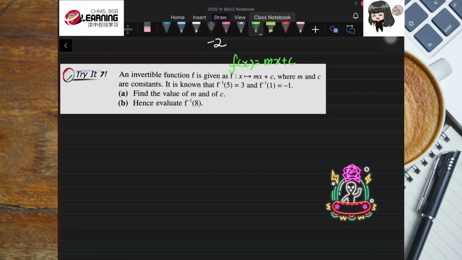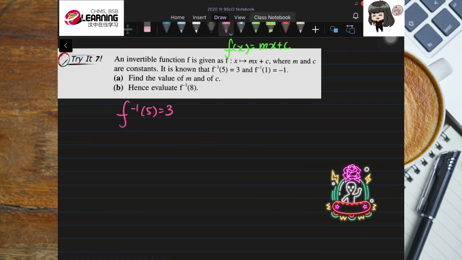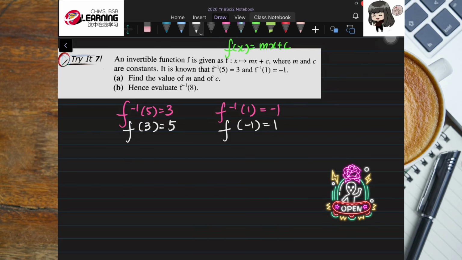It is known that f inverse of 5 equals to 3. So, if f inverse of 5 is 3, it means that f of 3 is equals to 5. And your f inverse of 1 is negative 1. So, it means that f of negative 1 will be equal to 1. It's coming from the question here. You need to know how to convert to this.